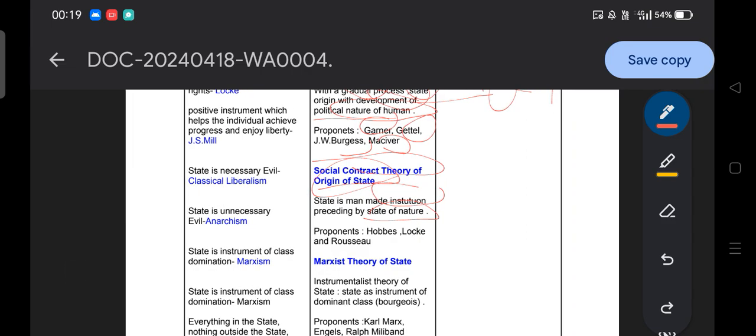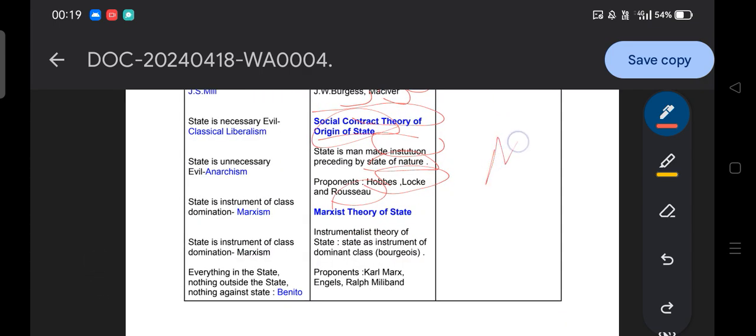But in the social contract theory, they believe the state is a man-made institution. The state is created only for the people, so it is accountable to the people. Scholars like Hobbes, Locke and Rousseau are the proponents. A match-the-following question is also possible, where they will list the different theories of the state and the thinkers. I will also frame a question for you to practice.